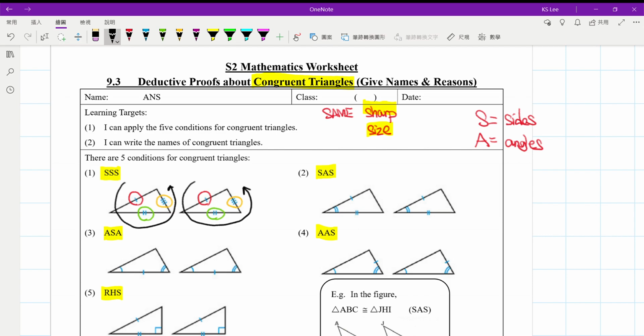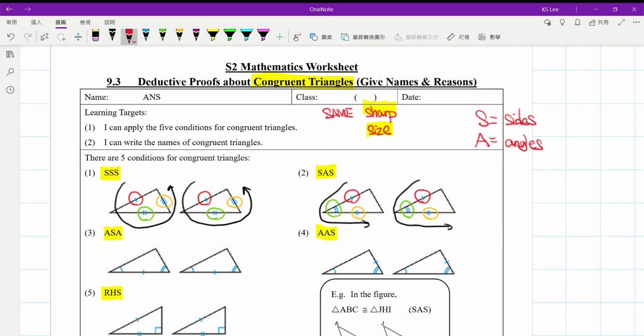How about the second figure on the right hand side? First of all, we have a pair of equal sides, and then a pair of equal angles, and then a pair of equal sides as well. They are in this order, so they have the same order. So we can prove that these two triangles are congruent using the reason side, angle, side. SAS in this case.